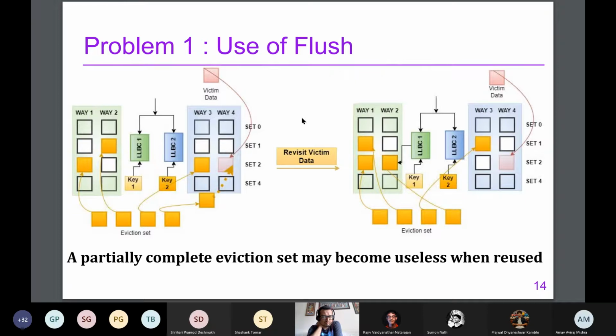But reusing it might not give us the same exact results because the randomization happens, and there's almost a 50% chance that this might work in the case of two-way skewed caches. So what we need to do is have a repeated method, so that we can achieve better results. Next slide, please.